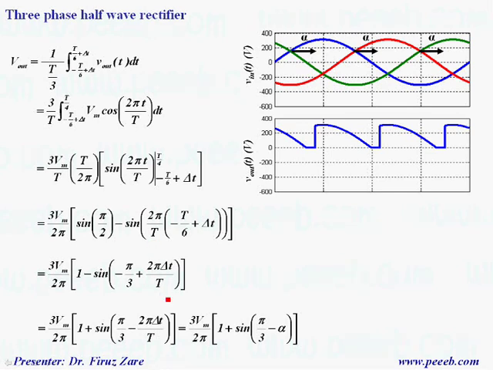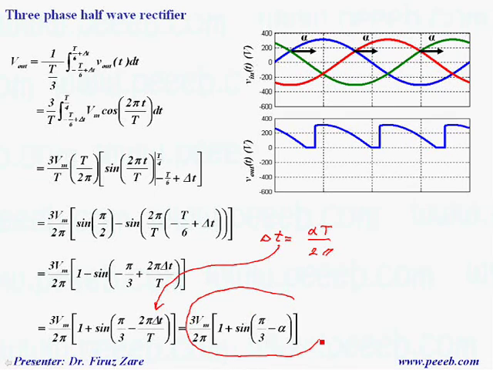That means again we can find delta t in terms of alpha. In this equation it is alpha T over 2 pi. So when we put it in this equation, we can find the output voltage in terms of firing angle for a resistive load when the output voltage is not continuous.